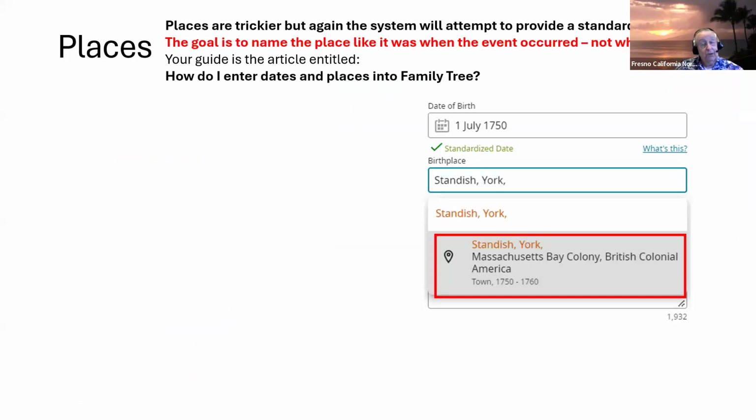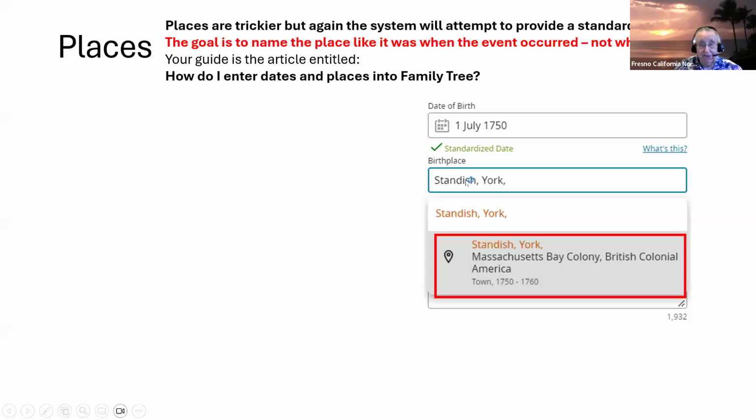This is one time it really pays to watch the screen and not look at the keys when you're typing. That's why you've got to learn to do touch typing, because you can save yourself a lot of keystrokes. This can be tricky. The goal is to get this name with the name that would have been when the event occurred. So I have this event on the 1st of July, 1750, and it occurred in Standish, York, today, Maine. What was it in 1750?